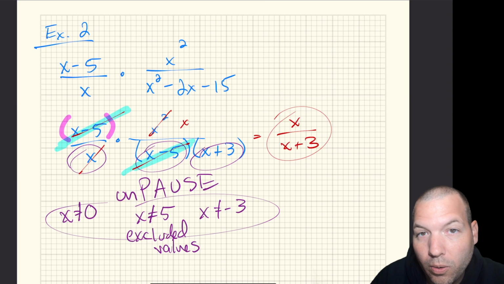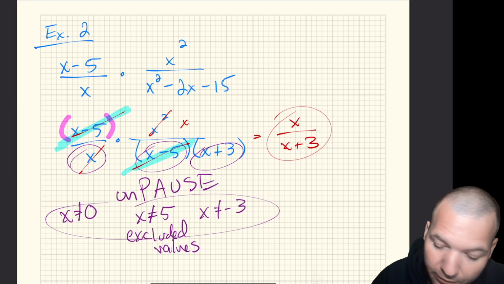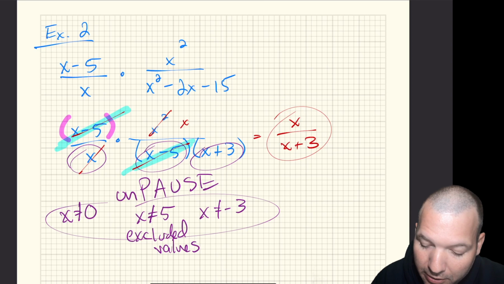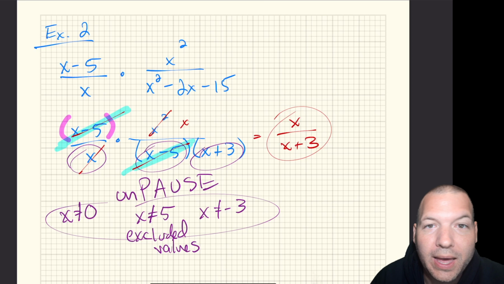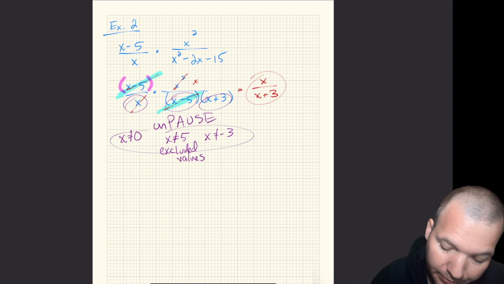And we know that we're not going to cancel any further here. We're not going to do something silly like say that the x's cancel out here. So that's example 2. Take a moment, do some factoring, write out some excluded values, and simplify for me. Check your progress 2A and 2B.